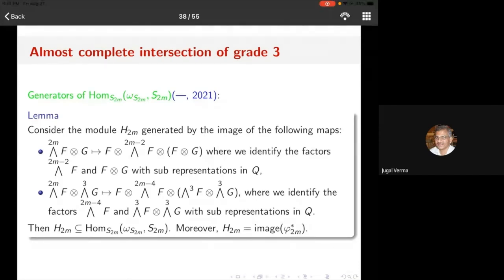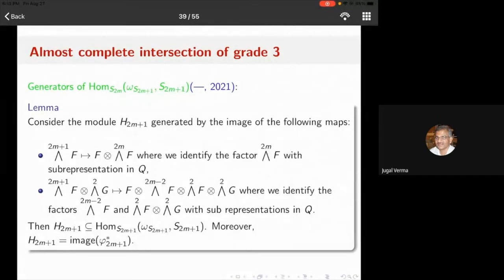And also, it is shown that the module H2m is actually the image of the phi map given by Matsuoka. Similarly, it is shown for the odd case that the module generated by the images of these two maps, where the first one is wedge 2m plus 1 F going to F tensor wedge 2m, is just the image of the diagonal map.